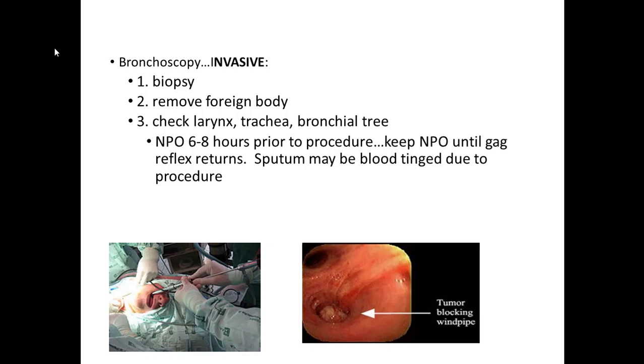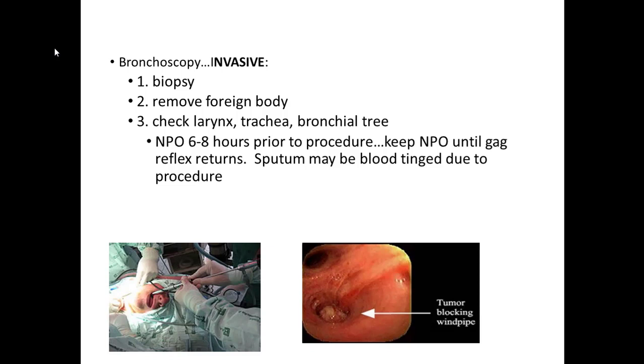These people are kept NPO before the procedure and kept NPO until that gag reflex returns. They're given a numbing medicine for their throat, so that when the scope is going down, they don't cough as much. So they really have no gag reflex for this procedure. They cannot eat, they cannot drink, they cannot do anything until that gag reflex returns, because otherwise they're just going to gag and cough and maybe give themselves pneumonia.